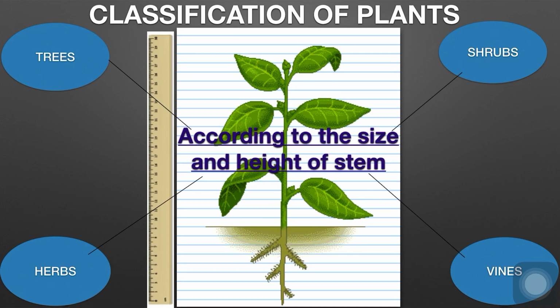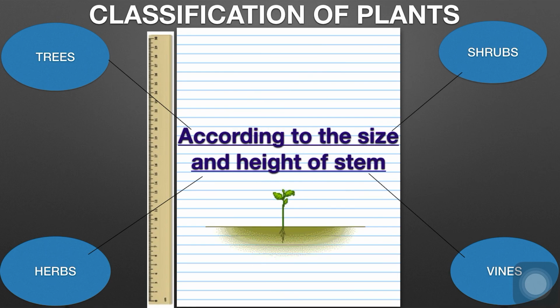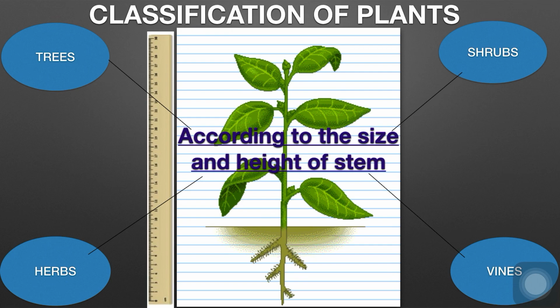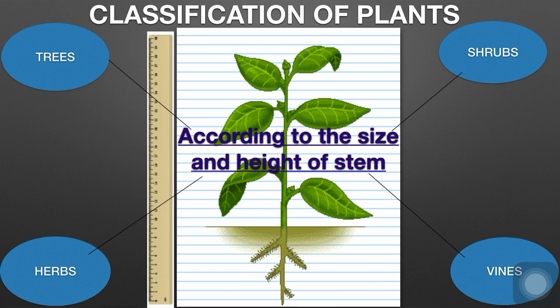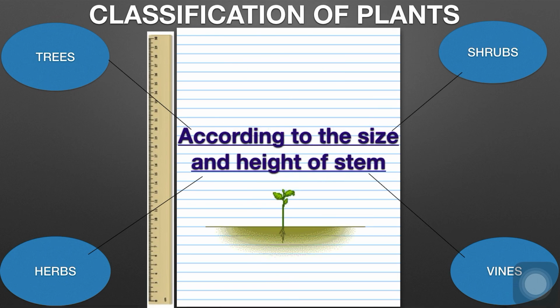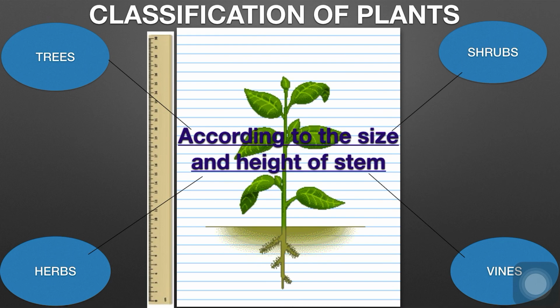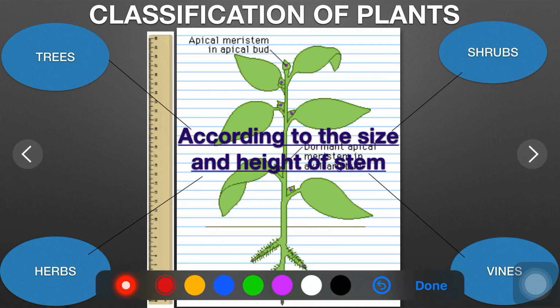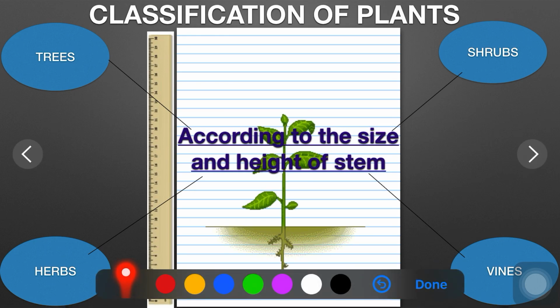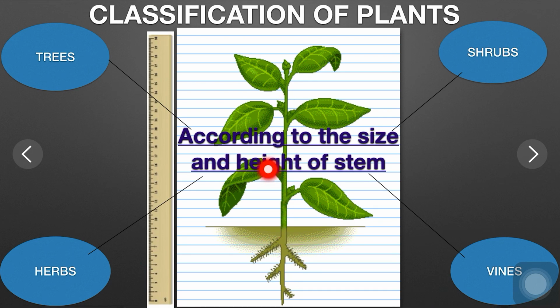Need for classification of plants. Up to now, information about lakhs of plants has been collected. While studying the diversity in plants, they are classified for the sake of convenience on the basis of the similarities and differences in their structure, their organs, and their other characteristics. So, according to the size and height of the stem, plants are classified into trees, herbs, shrubs, and vines.